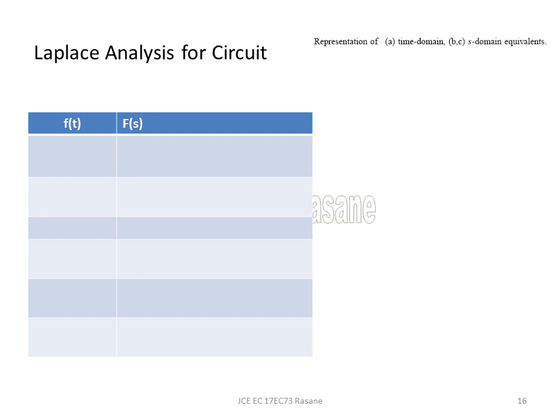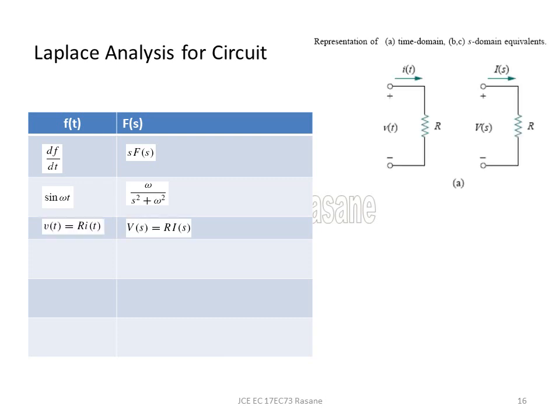This is just a revision of Laplace analysis of the circuit, and we know that we have the time domain and the S domain equivalent equations. If I have a differential equation in the time domain, df by dt, it would be represented as S into F(s) in the S domain; that is, the Laplace transform of df by dt is S into f(s). Suppose f(t) is sin(omega t), then its S domain form will be omega upon s squared plus omega squared. I am just giving the revision.